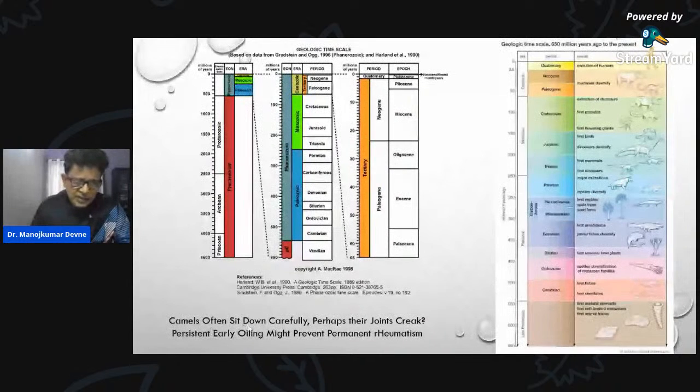Camels often sit down carefully. Perhaps their joints creak persistently. Early oiling might prevent permanent rheumatism.